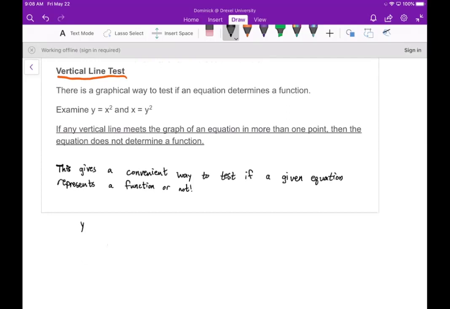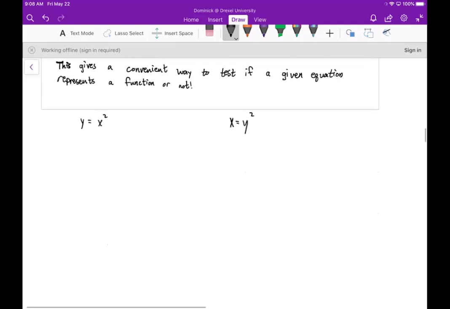So we're going to look at the two equations, y equals x squared and x equals y squared. Now, if you plot out a table of values, just for time's sake, I'm just going to give you the general picture. But if you plot a table of values, you'll find that you'll get something that looks like this for both of these.